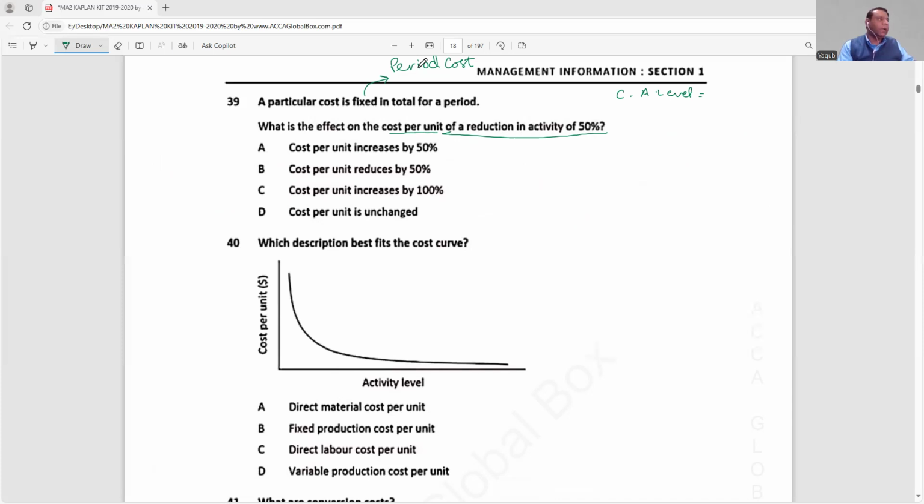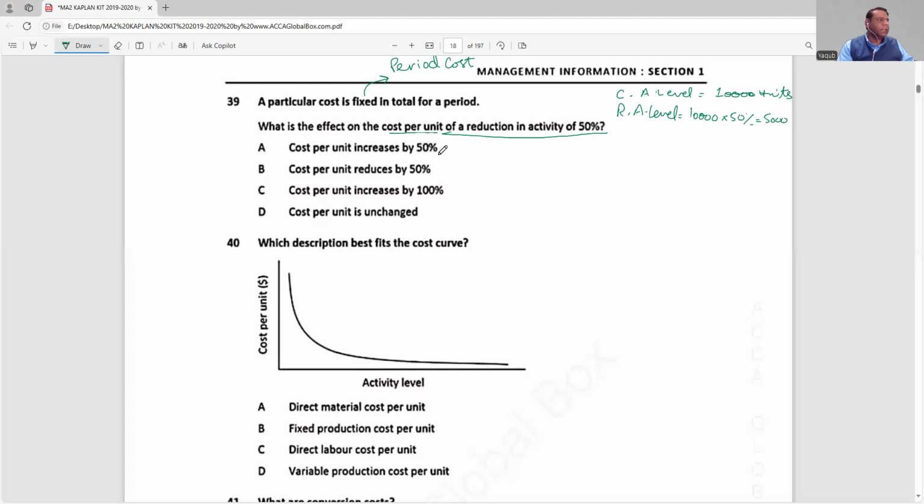We will assume data in this question. I am not going to select any answer on judgment basis, and I never recommend that to students. Whenever you face such a question, you can assume any data. Suppose the current activity level is 10,000 units. Currently we are producing 10,000 units, and the reduction in activity is 50%. So we assume the revised activity level is 50% of 10,000, which means now we are producing 5,000.